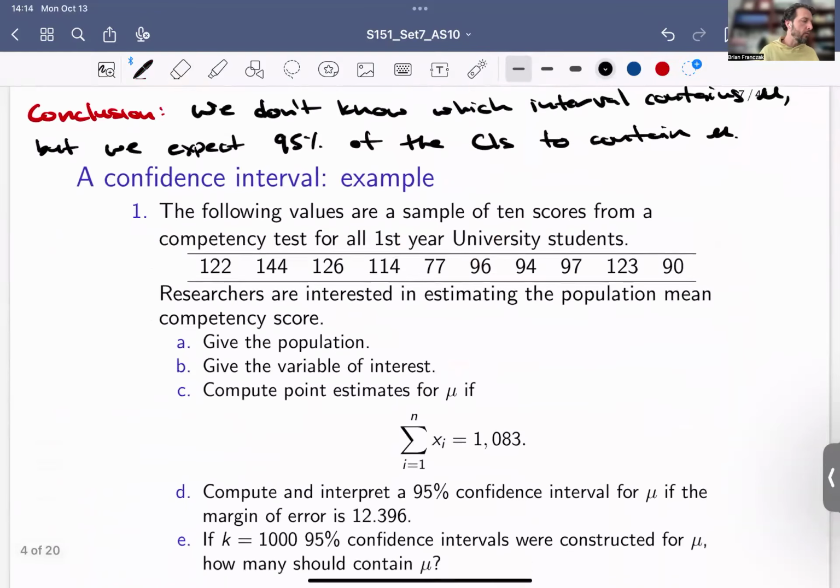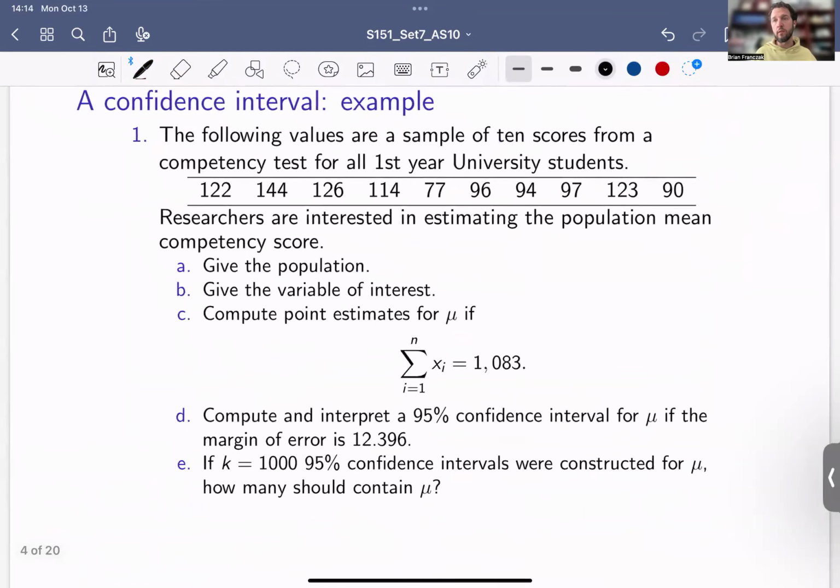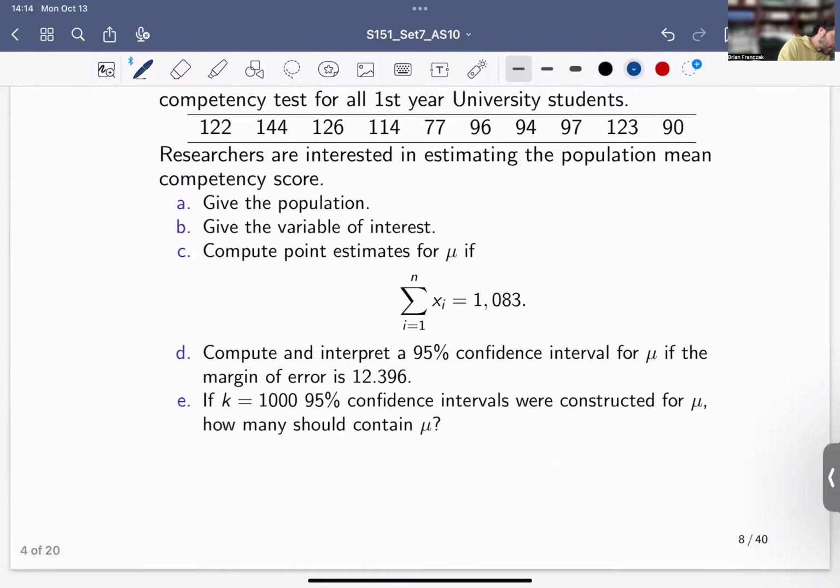All right, so now we're going to look at some examples of actually how to compute this thing and then see interpretation in the context of the different problems that we're studying. All right, so here we have the following values are a sample of 10 scores from a competency test for all first-year university students. Okay, so part A, give the population.